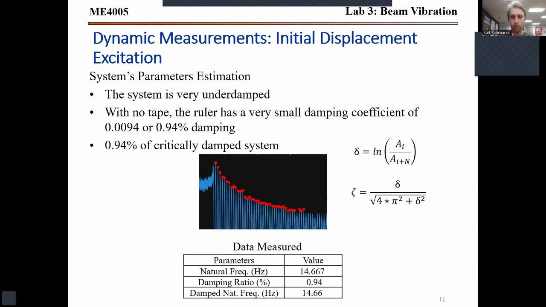You have the equations on the right, where you have the change first, which is the natural log of A at whatever spot, and then A at the next spot, a certain amount of oscillations later, which is usually about 3, 4, or 5 oscillations. And then from that, you can get the damping ratio.